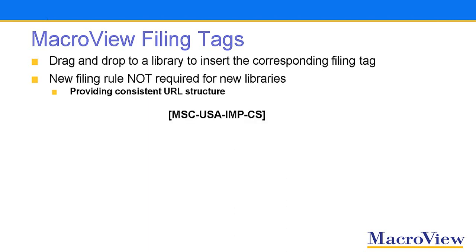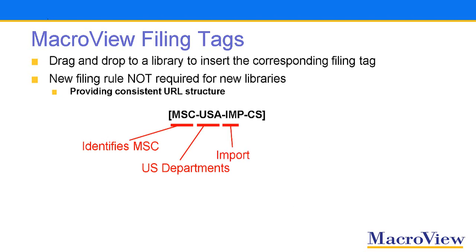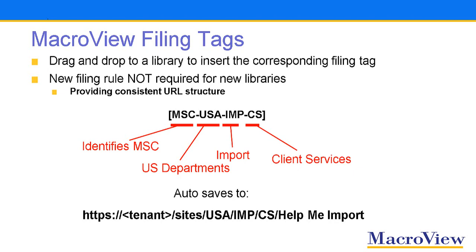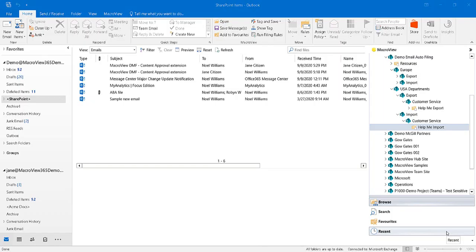Here's an example of a filing tag. This first part identifies the MSC organization. The second part, a site called US Departments, the third part, another subsite called Import, and then a subsite called Client Services. That filing tag will cause an incoming or sent email to automatically be filed to a document library with a URL like this.